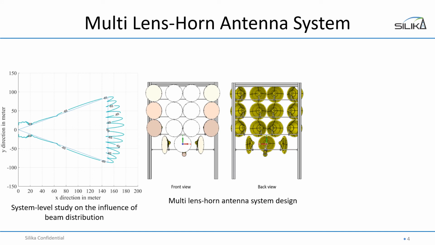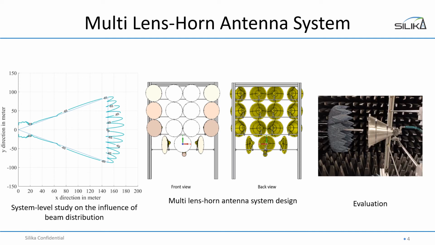Due to the high gain that is needed, it was decided to use a lens horn antenna. The horn shape gives a high gain, and by using a lens, the horn becomes actually compact. This antenna system was then realized and measured. Currently, we are using the measured and simulated radiation pattern for an interference study.